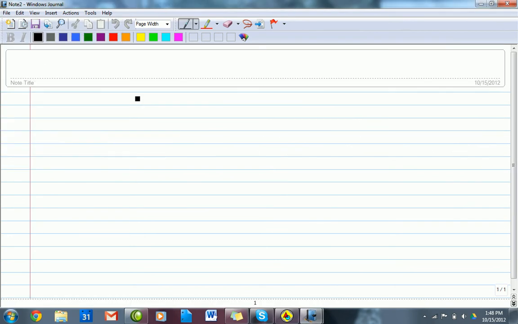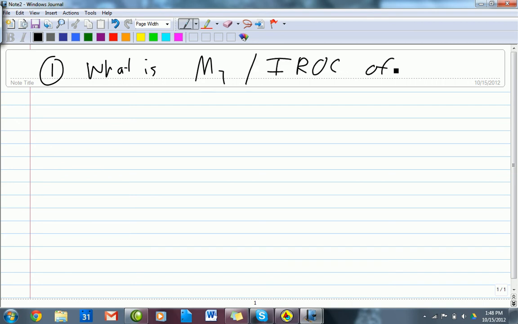Okay, and we'll start with some basic algebraic examples, just so we understand the concepts. Okay, number 1. What is the slope of the tangent line, m for slope, sub t for tangent, or instantaneous rate of change of the function, let's do x squared at x equals 1.